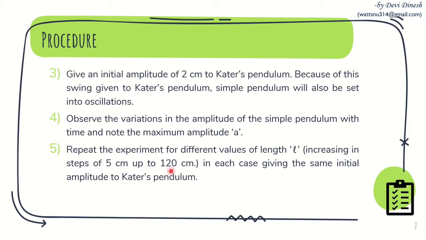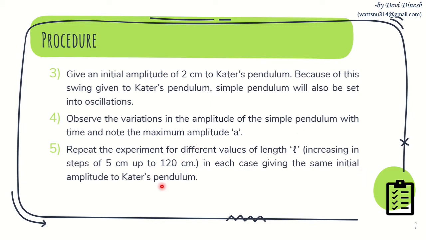I have to repeat the same step of giving a 2 centimeter displacement to Kater's pendulum and noting the maximum amplitude of the simple pendulum. This step has to be repeated 5 to 6 times for different lengths. So you can increase the length in steps of 5 centimeters. So 45, 50, 55, 60, 65, 70. Doing this, you can go up to 120 centimeters length of the simple pendulum.